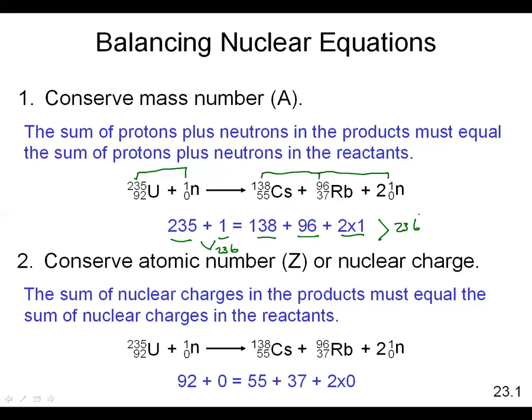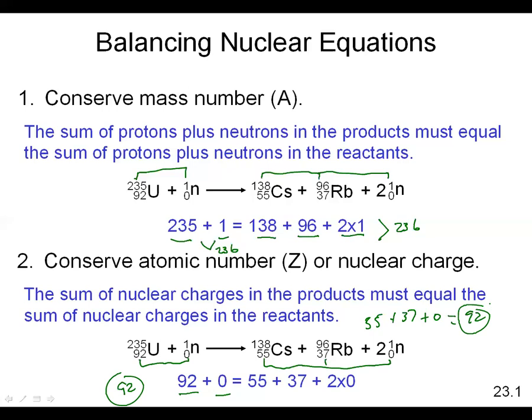The same thing needs to happen for your atomic number, which again is the bottom left number. When you add up all the atomic numbers on the left-hand side, here we have 92 and 0, which gives us 92 total on the left. Coming to the right-hand side, we have 55, as you can see there, 37, and 2 times 0 is 0, which gives us 92 on the right-hand side. And this would represent a balanced nuclear equation.